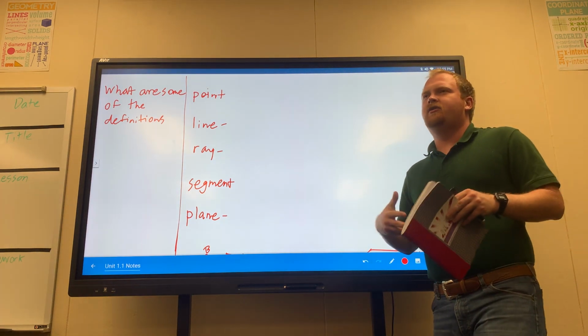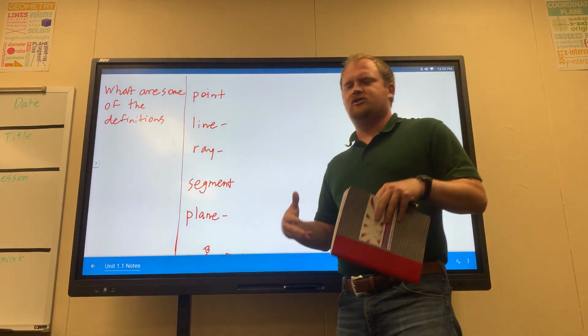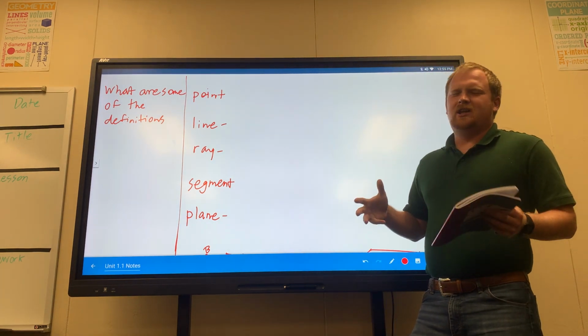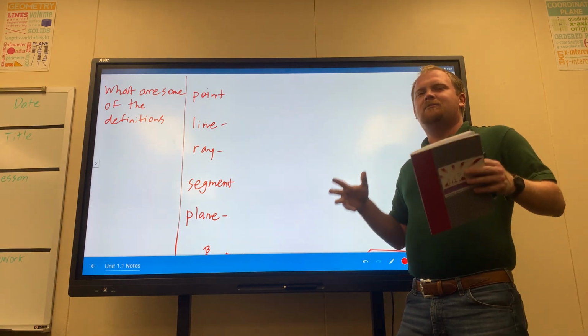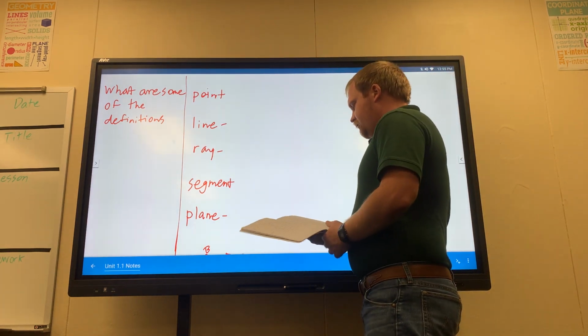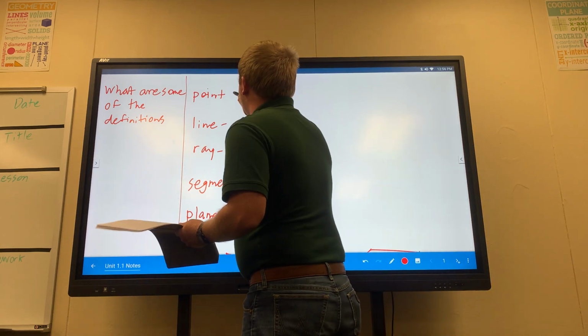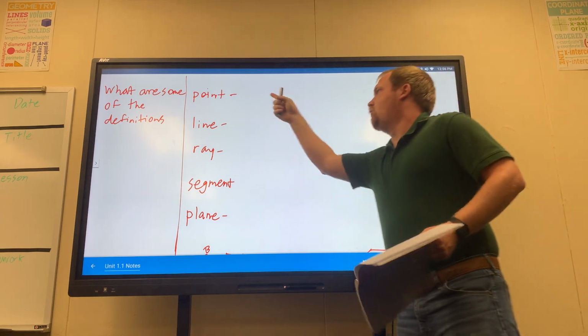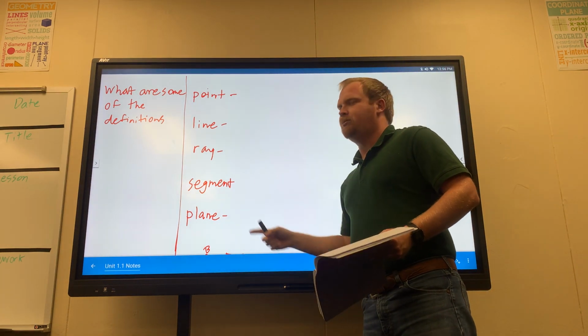Now we're going to get started on the geometry part of the class. In order to get this, we have to understand the basics of geometry. Okay? So, first off, what are some of the definitions? Like, we have point, line, ray, segment, plane.